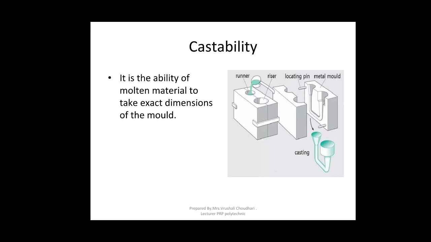Similarly, when you are making ice in a fridge, what happens? We are taking an ice tray, we are putting water in that. After some time, we are cooling it at a low temperature in a freezer. We will observe that it will get exactly the shape of the ice tray. That is called castability. It is the ability of the molten material to take the exact dimensions of the mold.